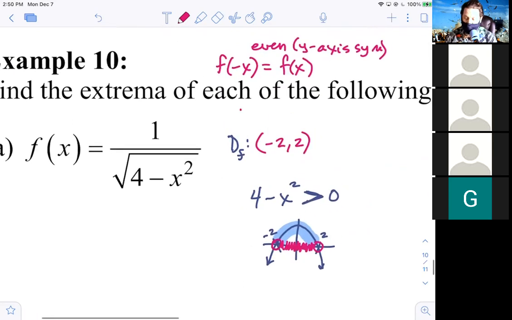Y-intercept, can we get that for free? What's the y-intercept? Plug in a 0 for x and you get 1 over the square root of 4, which is 1/2, right? Okay, so it crosses the y-axis at 1/2. Does it have any x-intercepts?